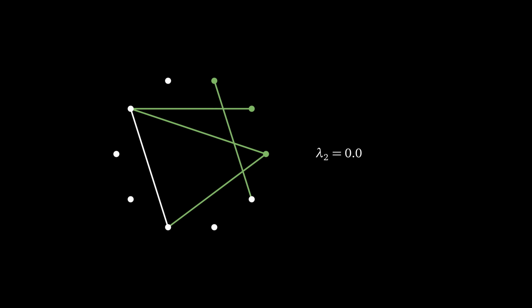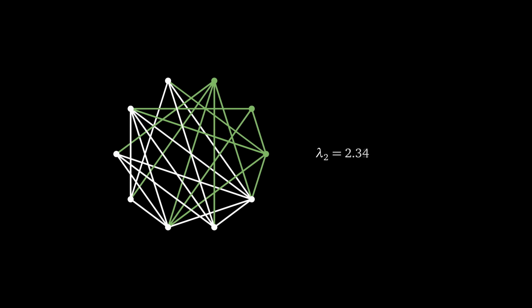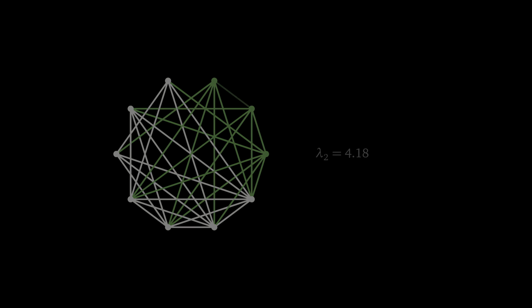Here we have a graph where lambda 2 starts off at 0 and our isoperimetric ratio is pretty low right now. But as we add edges to our graph, our isoperimetric ratio increases and so does lambda 2 along with it.